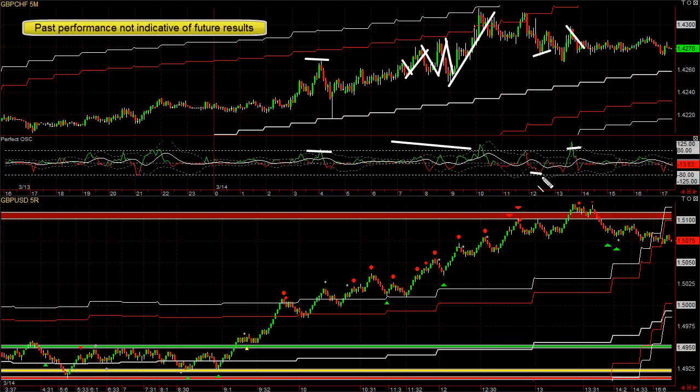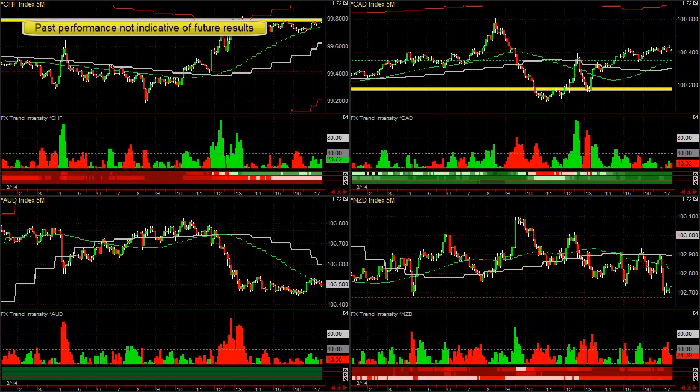And again, that's why we call it the perfect oscillator. I'm not saying it's 100% accurate. Nothing is. But as far as oscillators go, it's the best oscillator in the market, and for many reasons. So let's take a look again at some of the trades you can take.